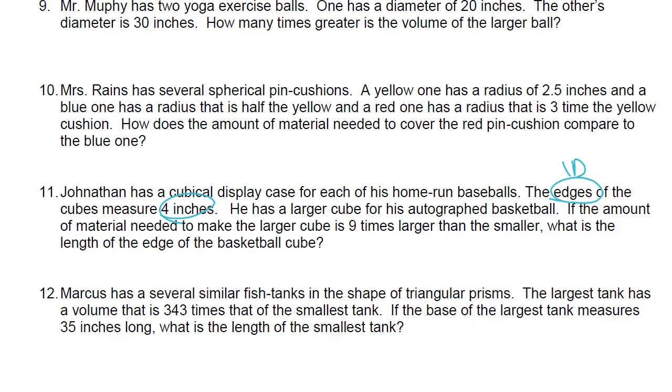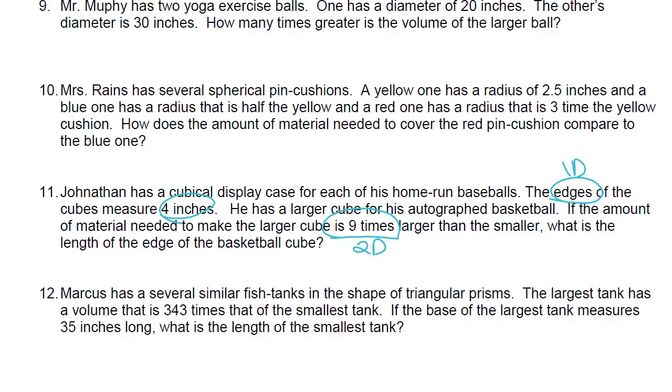He has a larger cube for his autographed basketball. If the amount of material needed to make the larger cube is 9 times, now let's stop right there. The amount of material needed. What is that? It's surface area. Now, when you're making this display case, are you filling it in with glass, or is it just the surface that is glass? Yeah, you're going to put the basketball in there. So it's not a volume thing. The 9 times is a surface area thing. So how many dimensions? 2D. Area is always 2D. Volume is always 3D. Everything else is 1D. All right.